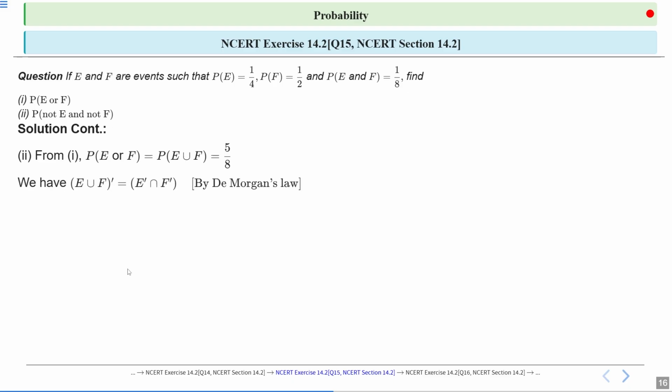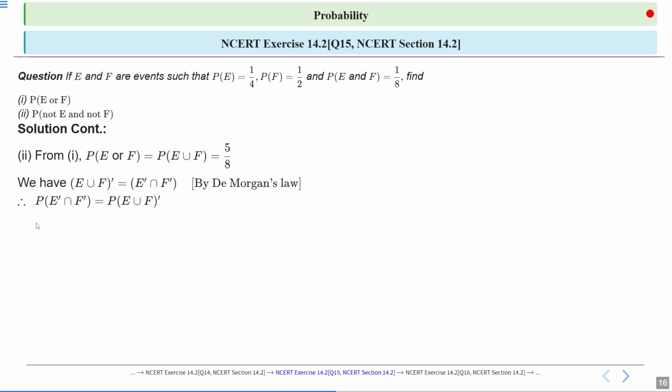So we have De Morgan's law. Okay, so you all know De Morgan's law, that is E union F whole complement equal to E complement intersection F complement. Okay, so you all know this law. And if you don't know then you should keep this law in your mind. This is a very important law in set theory. E union F whole complement equal to E complement intersection F complement.